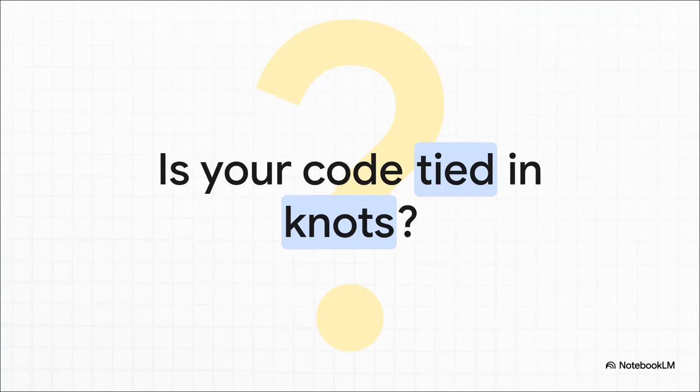Let me ask you this. Is your code tied in knots? You know that feeling, right? You're working on a project, you change one little thing, and suddenly everything breaks. It's like this massive, frustrating ripple effect. Well, if that sounds familiar, it's probably a classic sign of a problem called tight coupling.